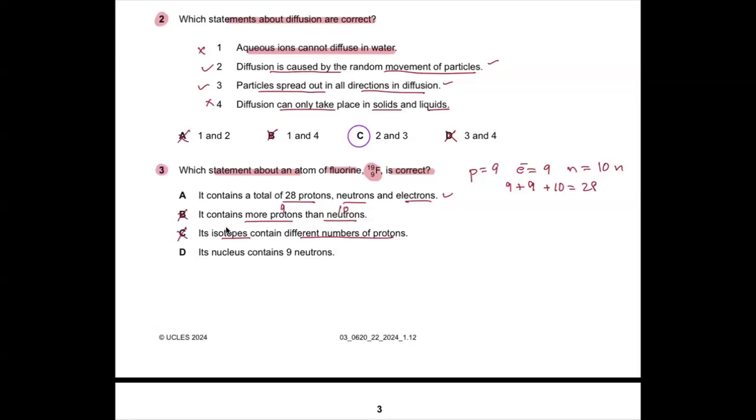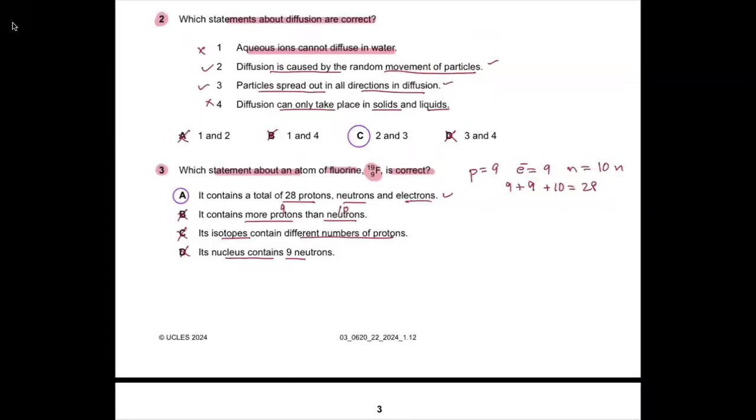Then, its nucleus contains 9 neutrons. We have already calculated it's 10 neutrons. So A is the correct answer. I hope it's understandable to all of you. Yes.